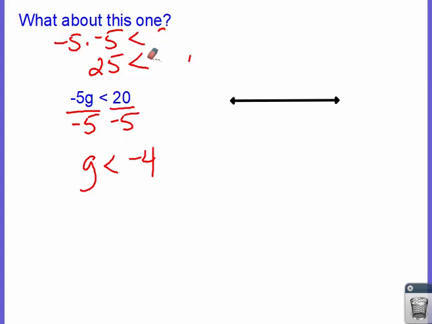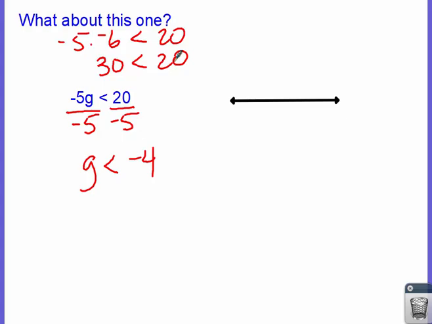Well, let's try another one. Maybe negative 5 was not a good number. What if I chose negative 6? That's a number that will fit as well. So negative 5 times negative 6 is less than 20. Well, negative 5 times negative 6 is positive 30. Same result.